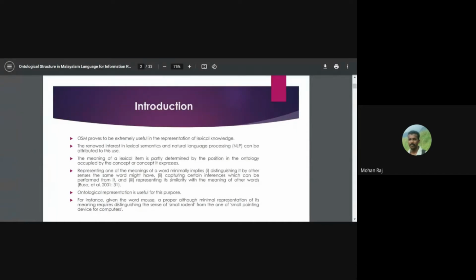For instance, given the word mouse, a proper although minimal representation of its meaning requires distinguishing the sense of small rodent from the one of small pointing device for computers. Moreover, the same representation should be able to capture the fact that being a rodent entails being a mammal, as well as the fact that the sense of mouse as a small rodent shares with the meaning of other words such as dog or cat, the fact of being subtypes of mammals.